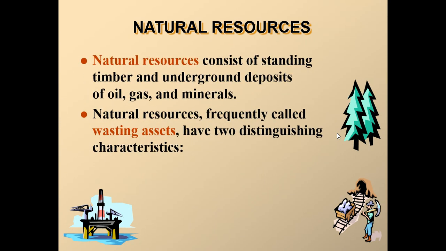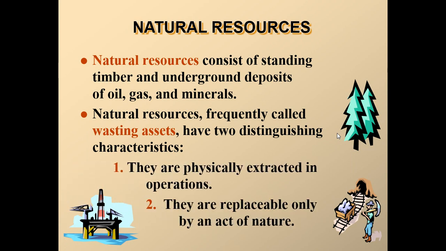For natural resources, some companies obviously deal with raw materials, which would be known as natural resources. This could consist of standing timber and underground deposits of oil, gas, and minerals. Natural resources are frequently called wasting assets, which have two distinguishing characteristics. First of all, they're usually physically extracted in operations. Secondly, they're replaceable only by an act of nature. For example, a tree: the only way you're going to replace the timber is through time and the tree continuing to grow.